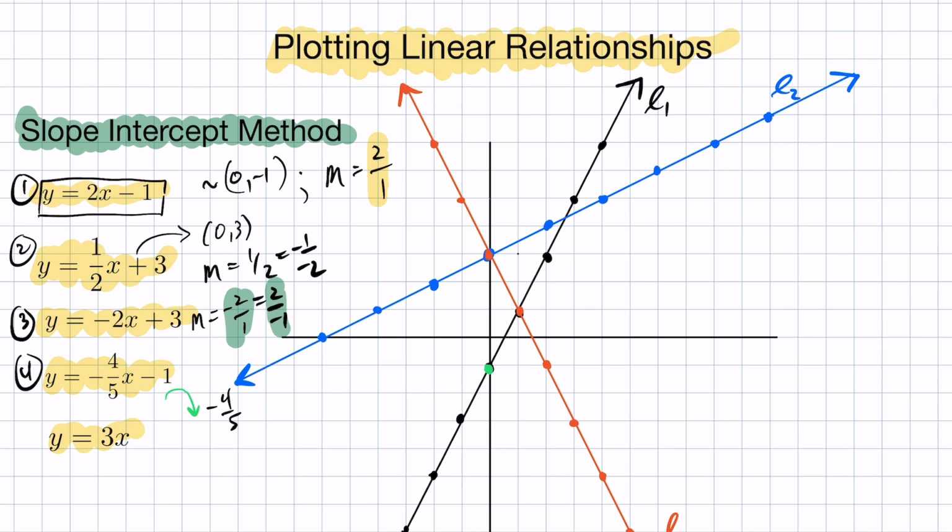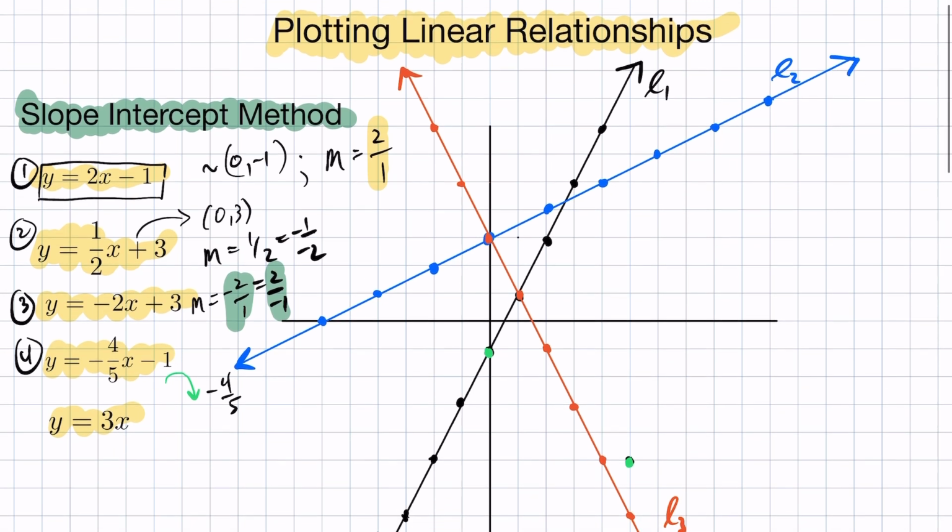So when I plot this, I'm going to go down 4 units. 1, 2, 3, 4. And to the right 5. 1, 2, 3, 4, 5. Plot a point. Down 4 units. 1, 2, 3, 4. And then over 5. 1, 2, 3, 4, 5. We're all the way down here with that point right there.